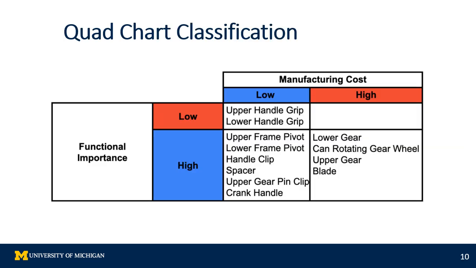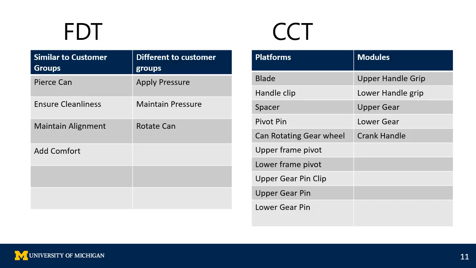Here, we organize the components based on cost and their functional importance. Based on this analysis, we recommend redesigning the can rotating gear wheel, lower gear, upper gear, and the can cutting blade due to their high processing costs. We see in the function differentiation table what differs between customer segments in relation to functional requirements are applying pressure, maintaining pressure, and rotating the can. These correspond in the component commonality table to the upper handle grip, lower handle grip, upper gear, lower gear, and the crank handle as modules.